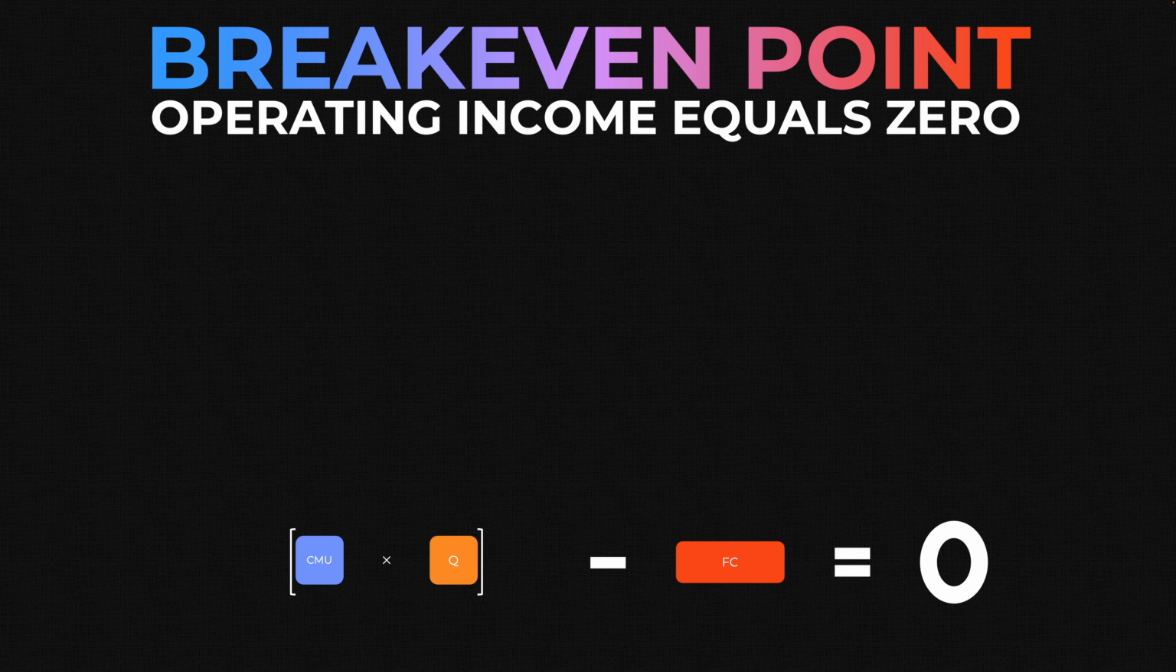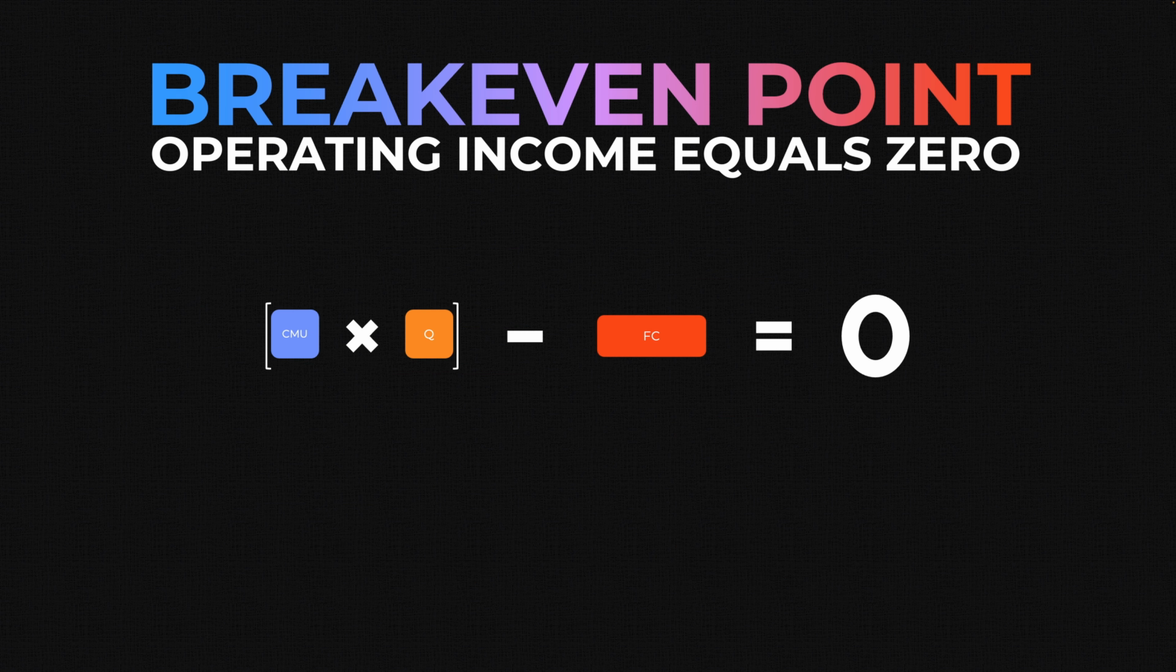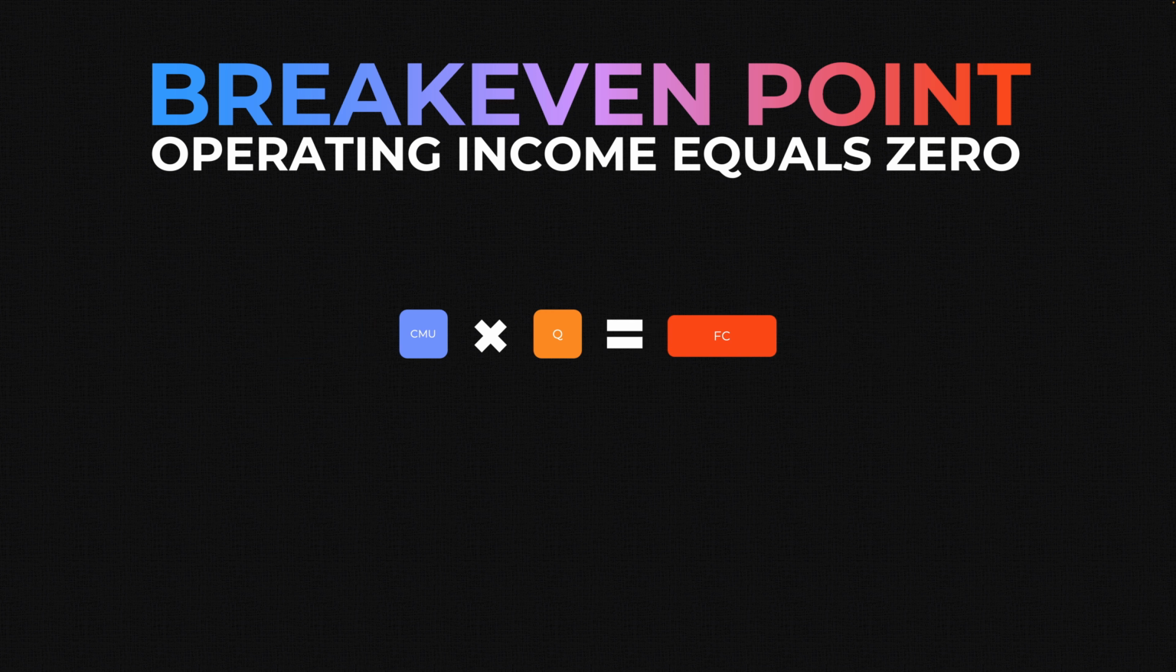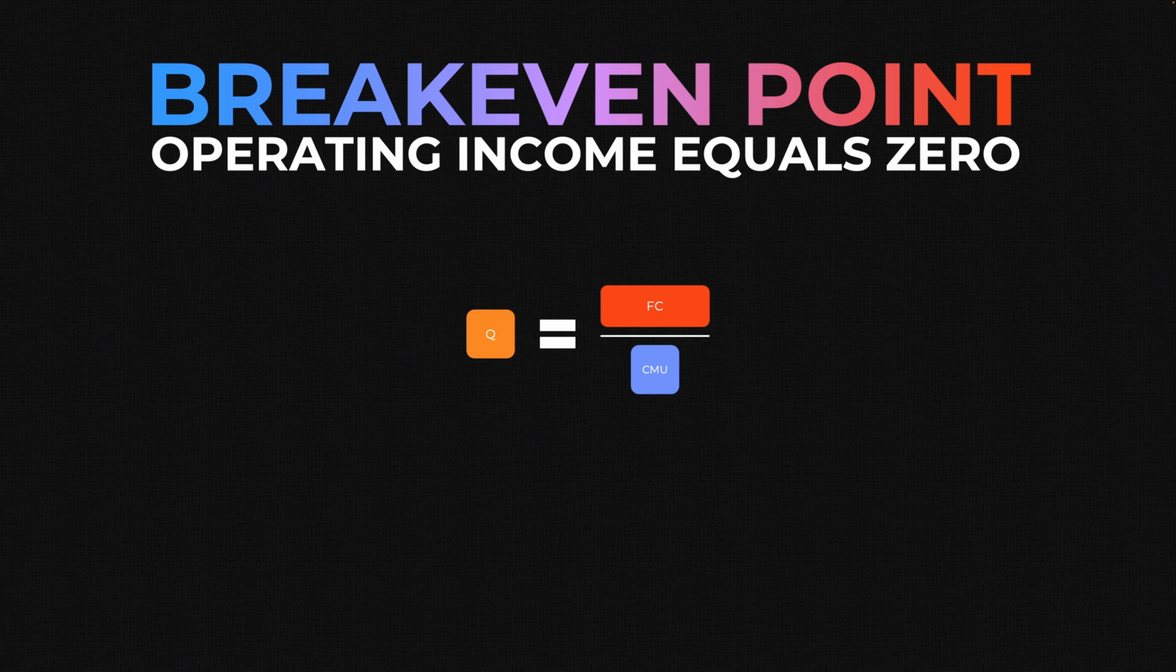Now, if we were to focus in on this equation, you might be wondering, well, why is this even useful? Well, we can rearrange it and simplify it further. If we were to add fixed costs to both sides, it would simplify to this. Contribution margin per unit multiplied by the number of units equals the fixed costs. And then we can isolate the quantity by dividing both sides by the contribution margin per unit. And now we get the quantity is equal to the fixed costs divided by the contribution margin per unit.